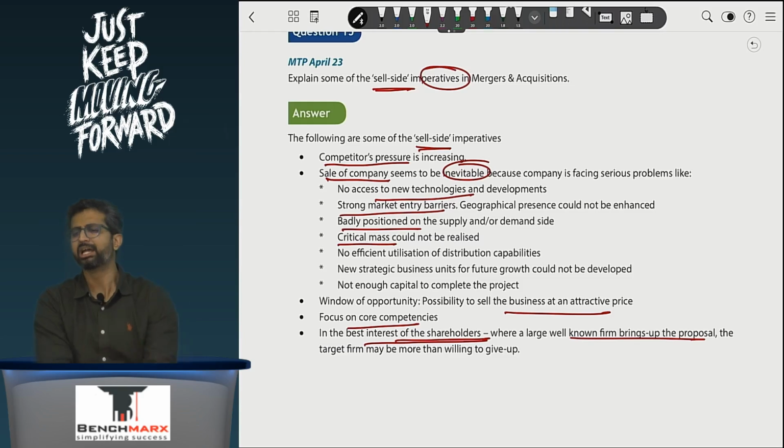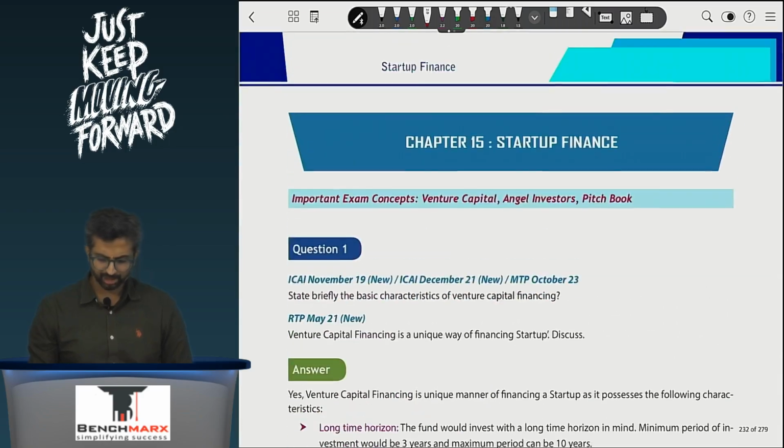So basically, they're just saying why a company will want to sell. There can be various such reasons why a company might be looking at selling. Maybe a good opportunity. I don't have new technology. There are huge barriers to entry. There's huge competitive pressure, like what was happening in telecom after Jio came in. Are we clear with this?